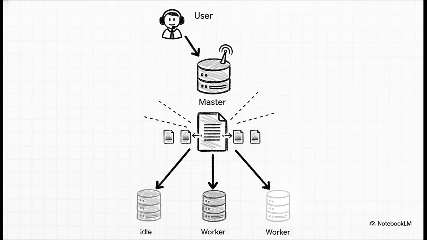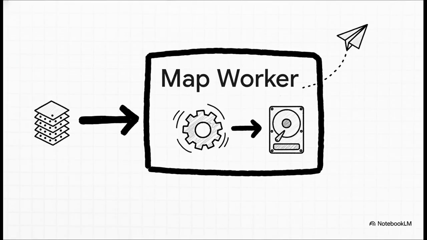Then, for step 2, it looks around the cluster for idle worker machines and assigns one map task for every single chunk of data. Okay, now let's zoom in on what just one of those map workers is doing. In step 3, it reads the data chunk it was assigned. It runs your map function, and it holds that output in its memory for a bit.